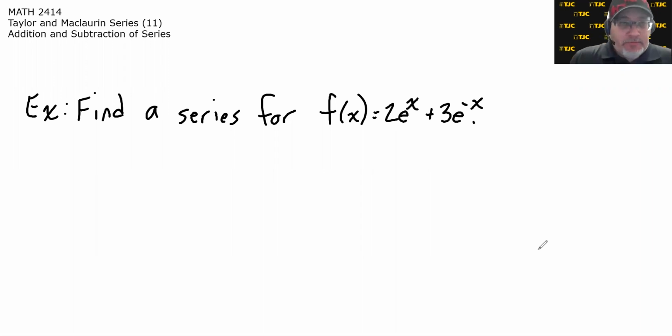It's basically just combining like terms. So for example, let's find a series for the function f of x equals 2 times e to the x plus 3 times e to the negative x. If we look at this as the sum of 2 terms whose series we already know, but have coefficients, we know the series for e to the x, and we can easily adjust it so that it's the series for e to the negative x. So let's start by representing those series.